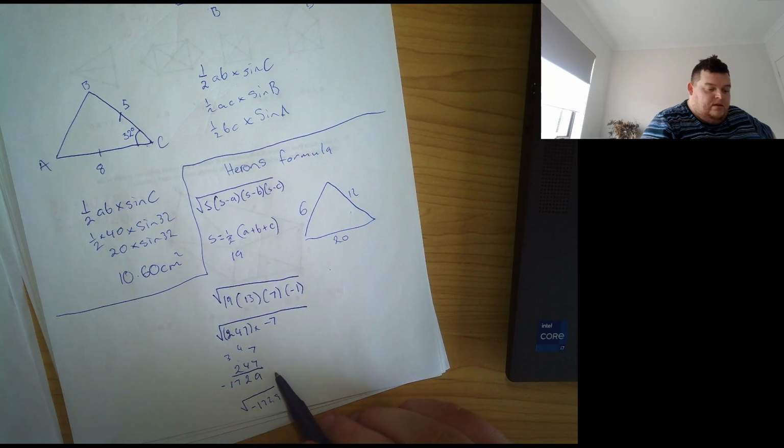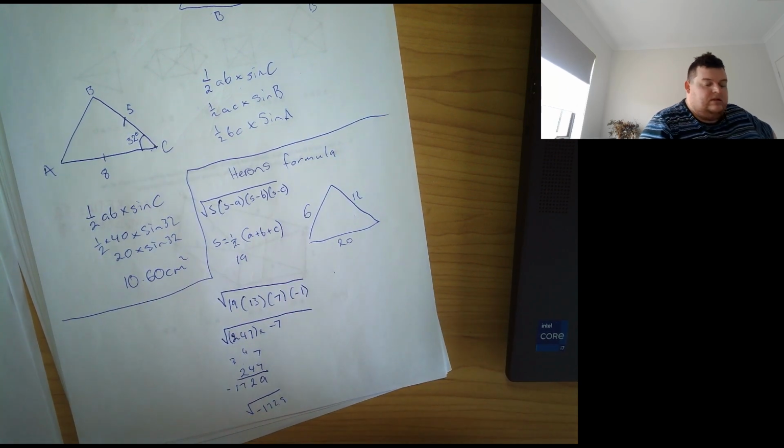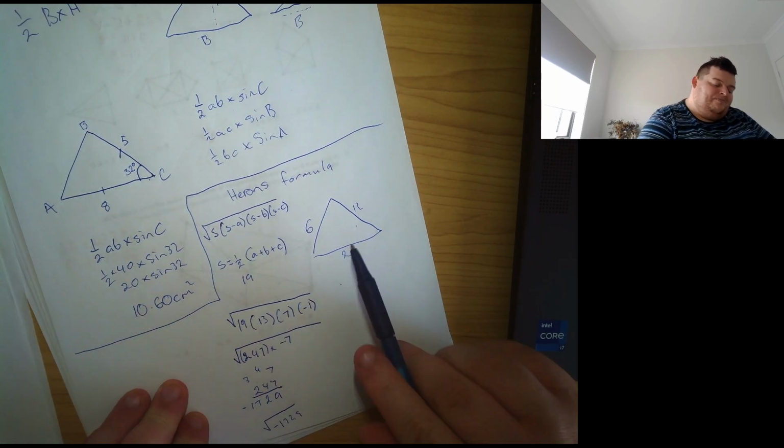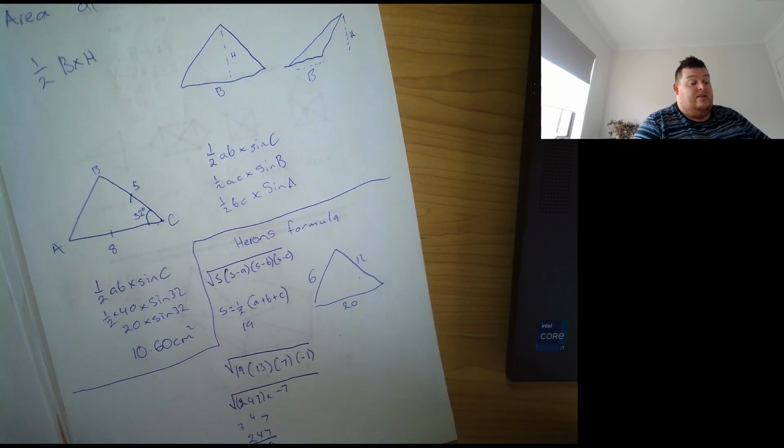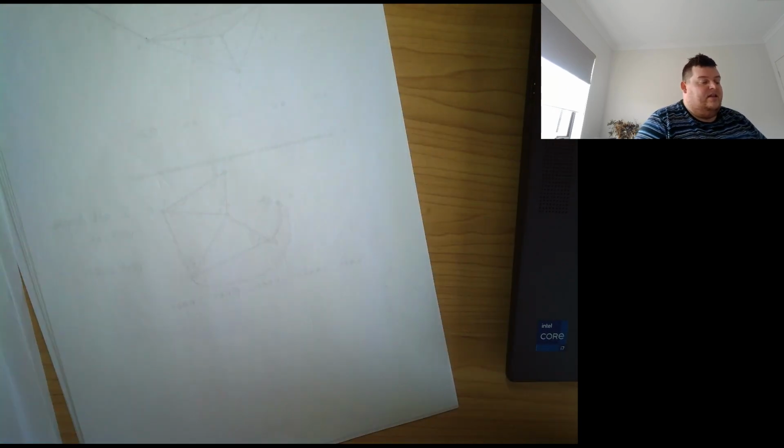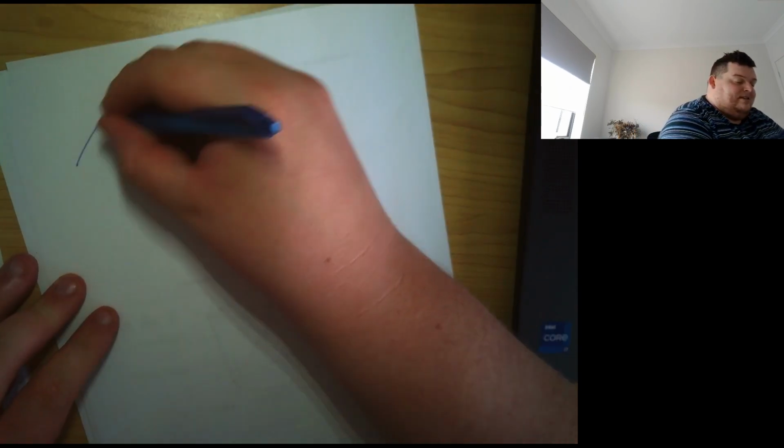So there's a problem here. Oh, this triangle is not even possible. That's me being an idiot, because 6 and 12 isn't even as long as 20, so it's an impossible triangle. Let's do a reboot on that one, shall we? Let's try that one again.